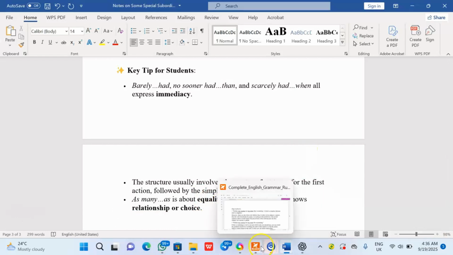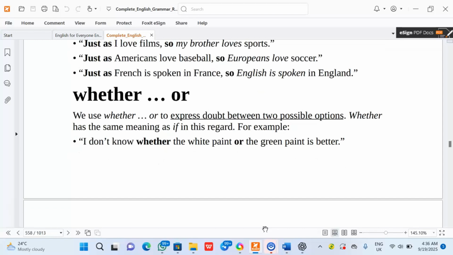So we have finally come to the end of the lesson on correlative conjunctions.